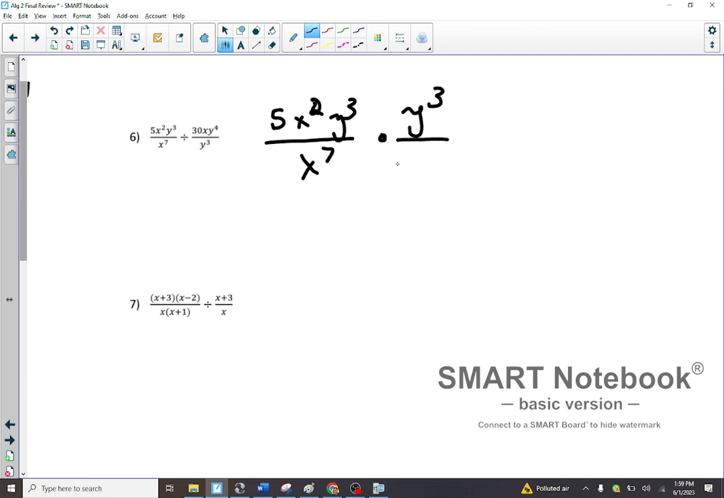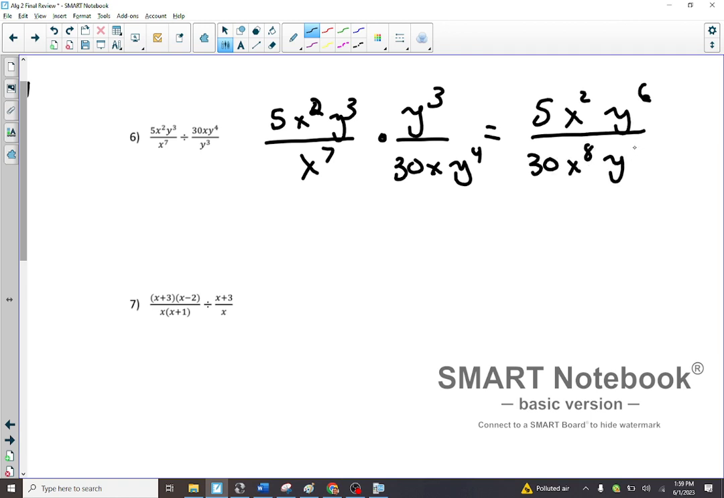y to the third over 30x y to the fourth. Combined horizontally. So 5 x to the second, y to the sixth, over 30 x to the eighth, y to the fourth. Then simplify. 5 over 30 is 1 over 6. x squared, x to the eighth. There's 6 x's left over on the bottom. And y to the sixth, y to the fourth. There's 2 y's on the top.